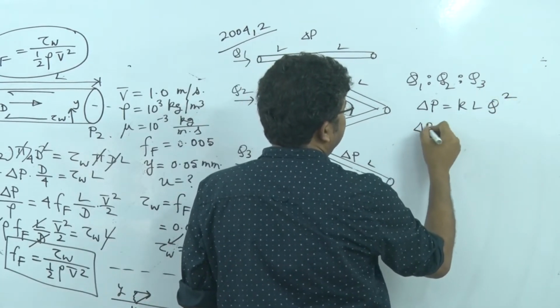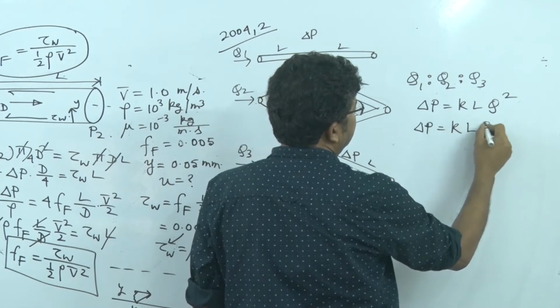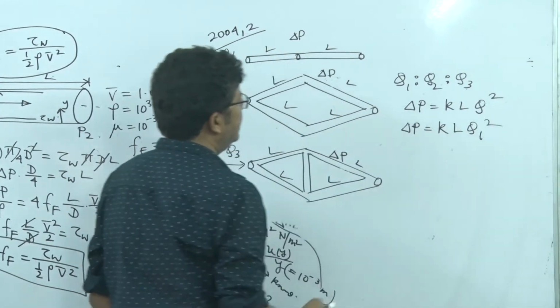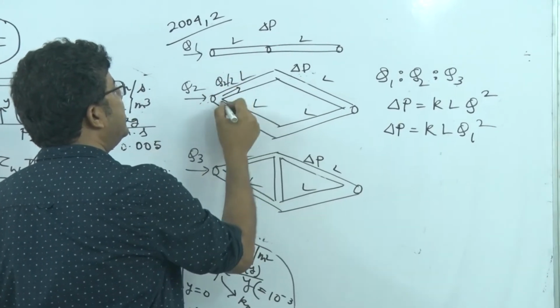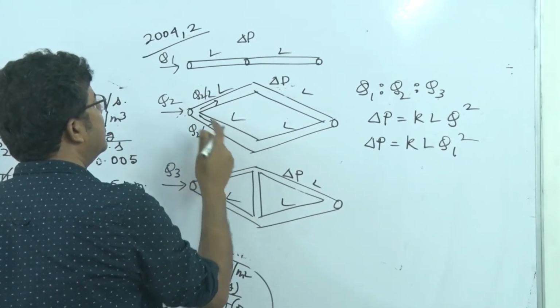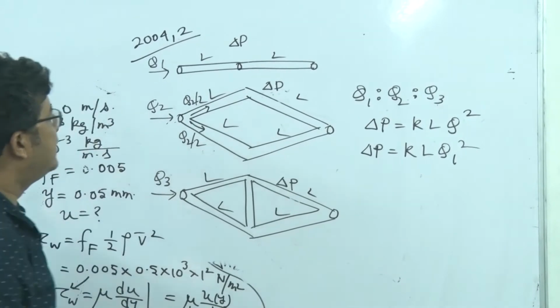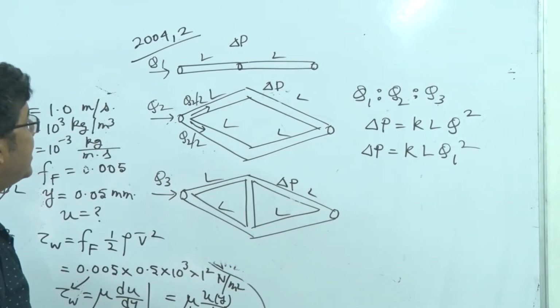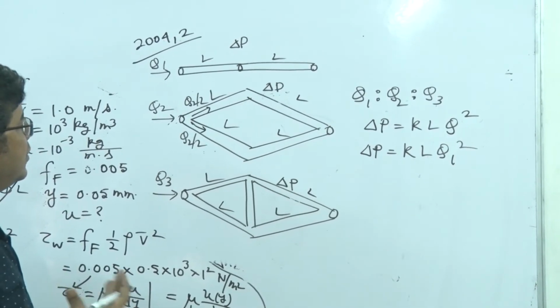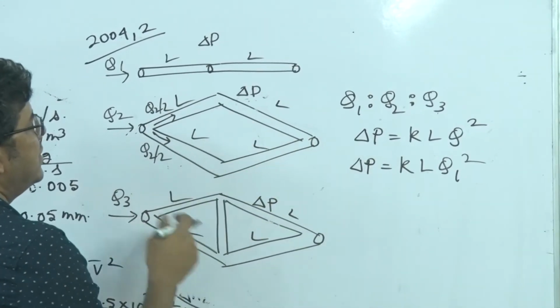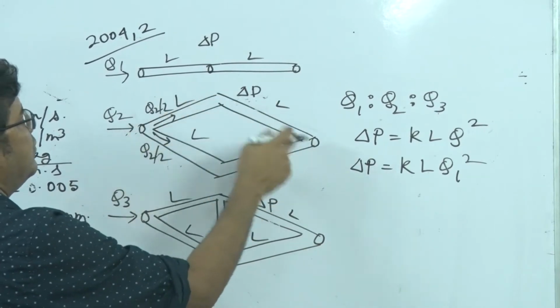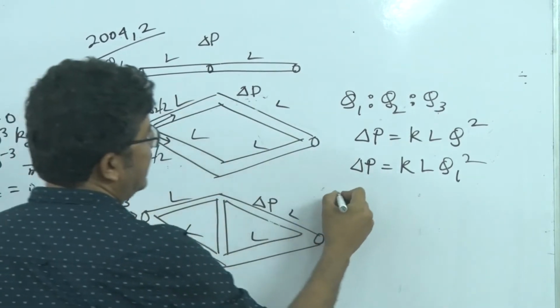So delta P is equal to KL Q1 square. Fine? Now here we will have Q2 by 2, here also Q2 by 2, and they are parallel to each other. So the pressure drop in these two branches will be same, right? And individual branch pressure drops will be actually the pressure drop.